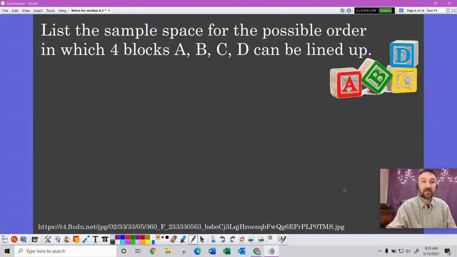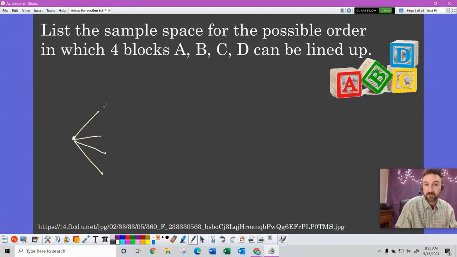Okay, let's move on to another example because I wanted to show you how to maybe use an organized list here to make a list of all of the different possibilities for blocks A, B, C, and D. So this is another example that maybe you could add into your notes. Now what I know here is that if I start to make a tree diagram, I'm going to suggest that maybe you don't actually do this. I think the tree diagram gets a little messy.